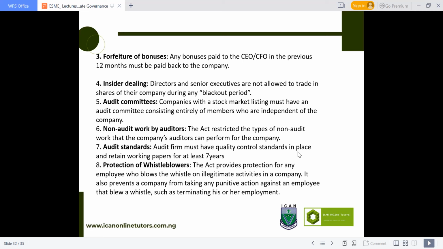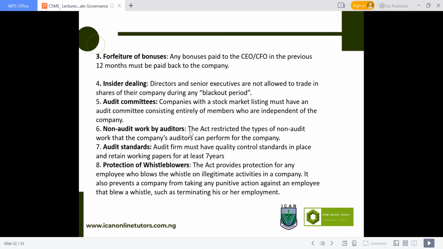Insider dealing is not allowed. It's a must for you to have an audit committee. Then we also have non-audit work by the auditor. Non-audit means that as the auditor, you can't do any other work.